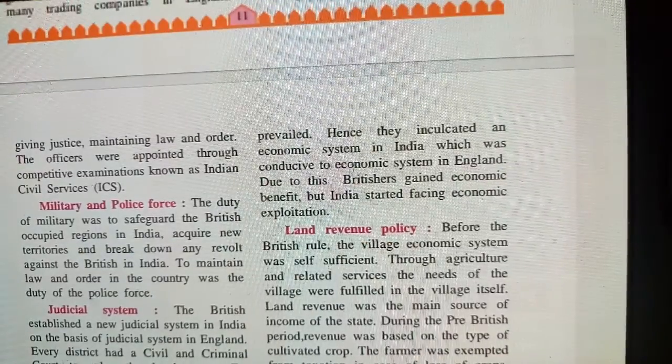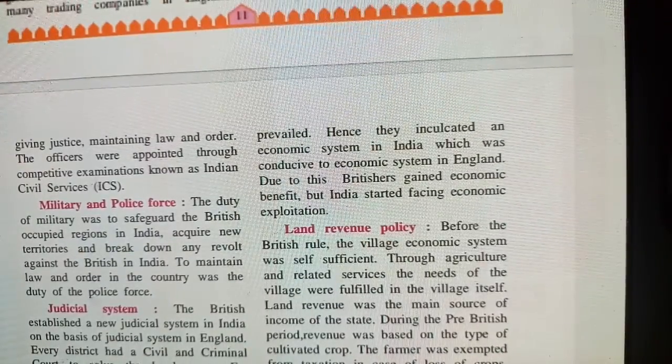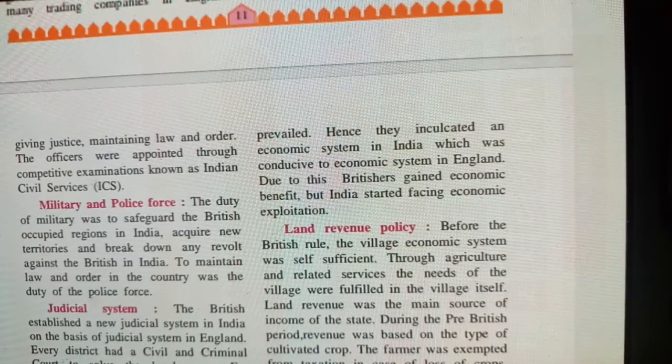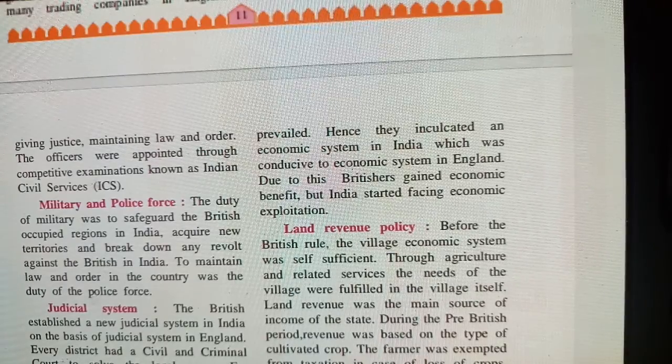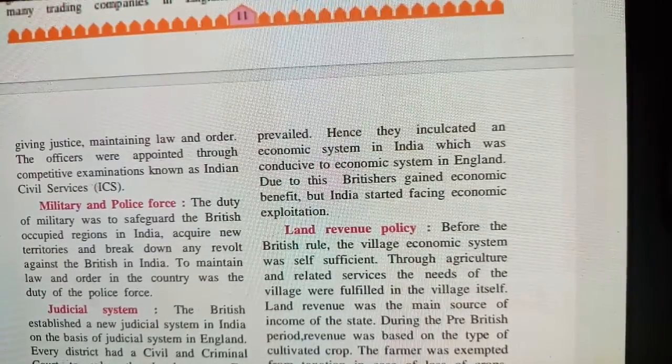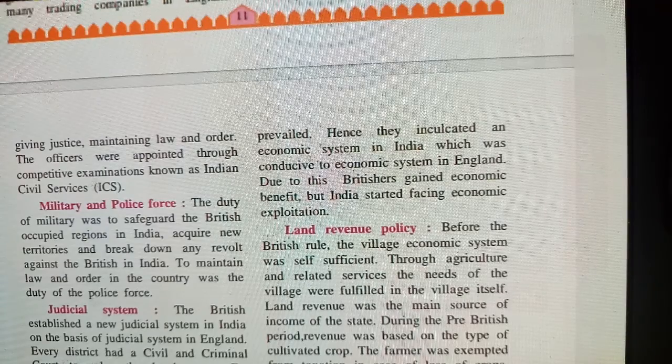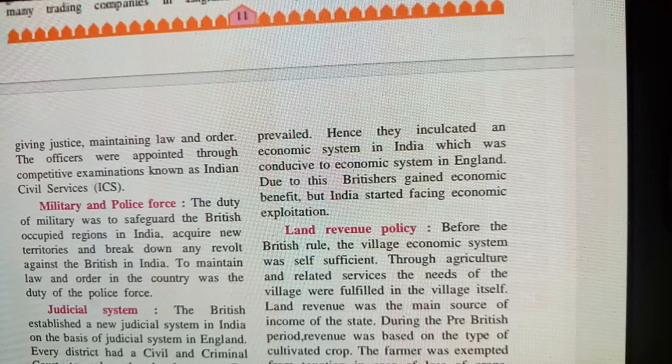Giving justice and maintaining law and order, the officers were appointed through a competitive examination known as the Indian Civil Services. So the people who work in law and order, or become a collector, or an ICS officer, have to complete the competitive exam. Then only will he be appointed, and he will be called an Indian Civil Service officer. Next we will see military and police force.